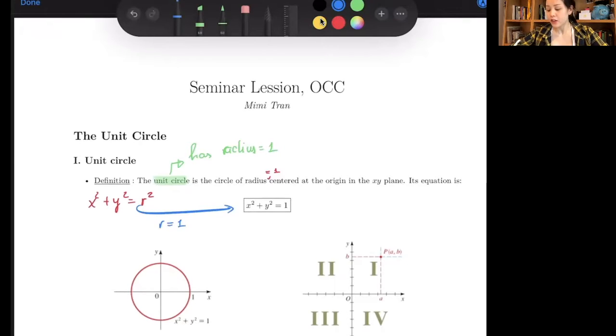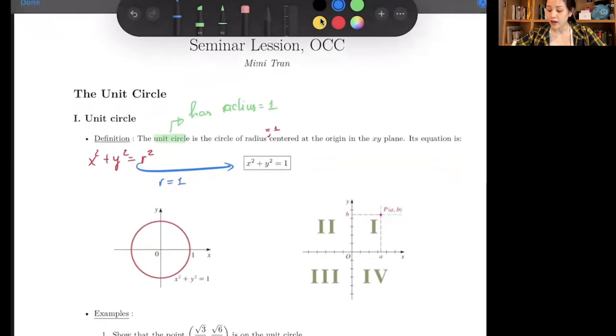Okay, so the unit circle is divided into 4 quadrants. In the first quadrant, we have a positive x and a positive y. In the second quadrant, we have a negative x and a positive y. X is negative and y is positive.